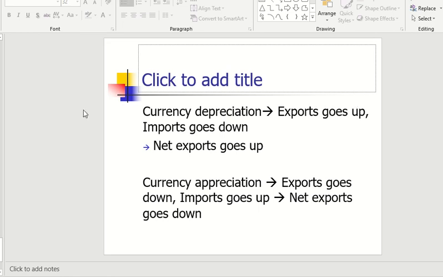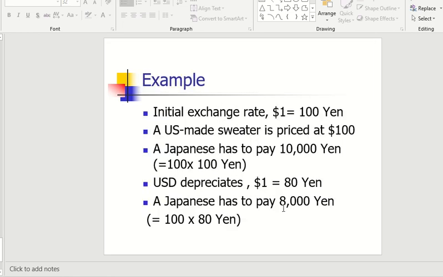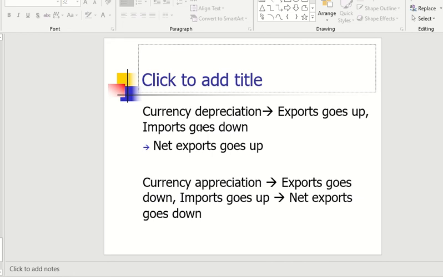At the same time, obviously you can switch the scenario a little bit to a Japanese-made sweater, okay, and do the calculation again. Then you find out that with a depreciation of the US dollar, Japanese goods become more expensive in the eyes of Americans. So that means Americans are unlikely to buy as much from Japan. So imports of the United States go down. So with an increase in exports and a decrease in imports, the net exports are going to go up.